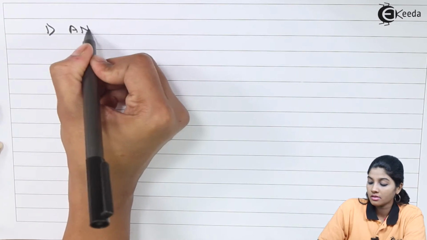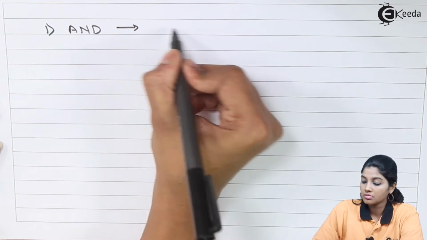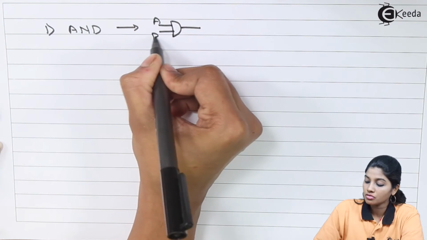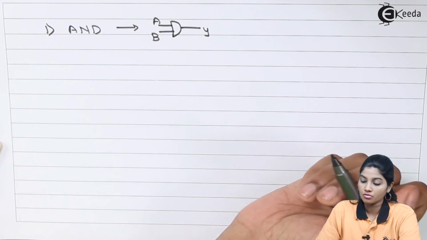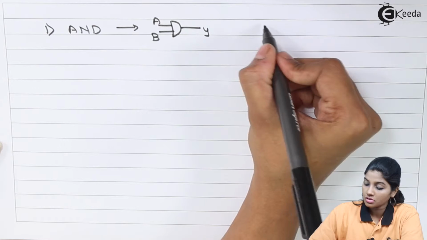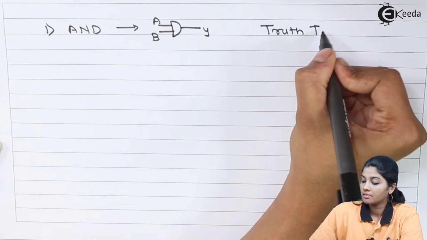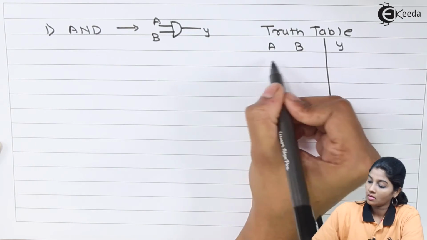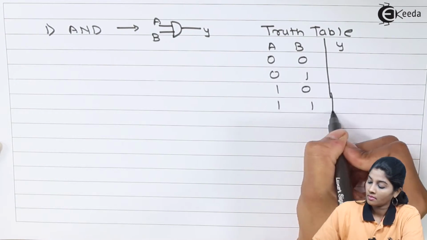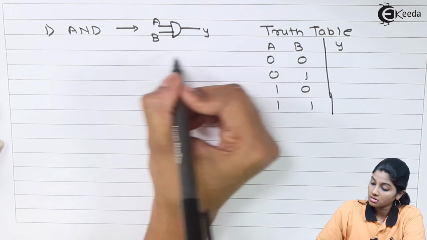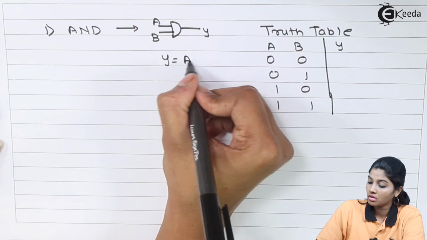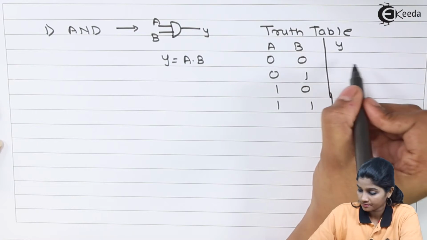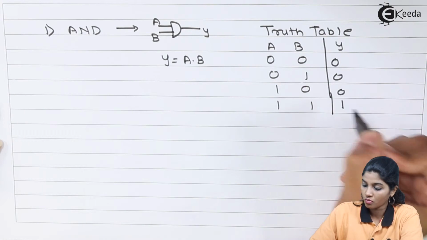So first is the AND gate. The symbol of AND gate is: we have two inputs A, B and output Y. The truth table is: AND is nothing but Y equals A and B, that is nothing but the logical product. So the output is 0, 0, 0, 1.